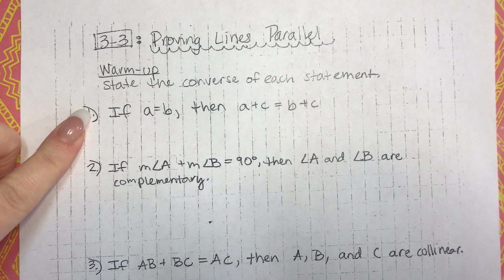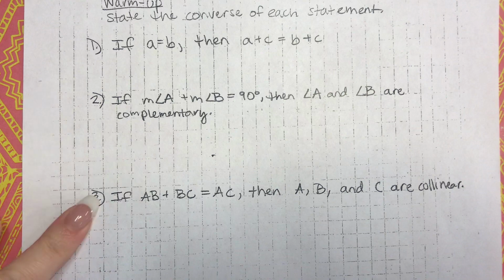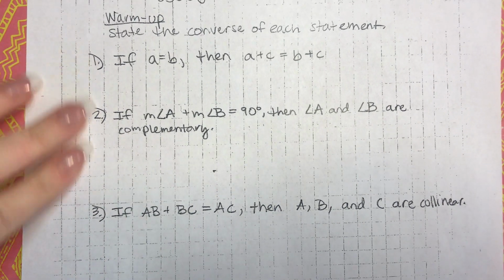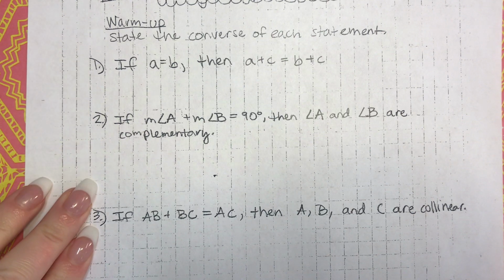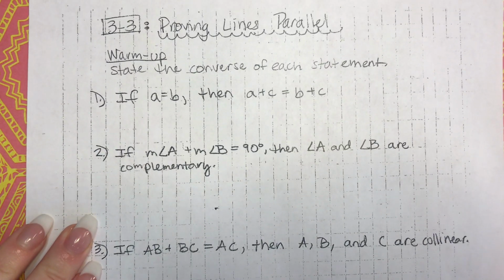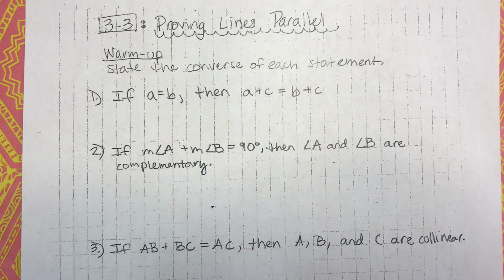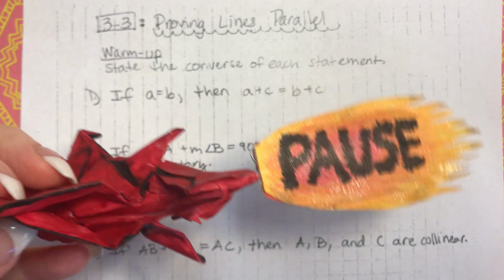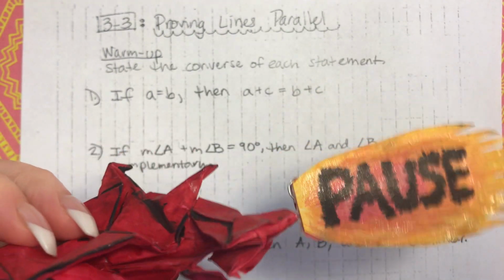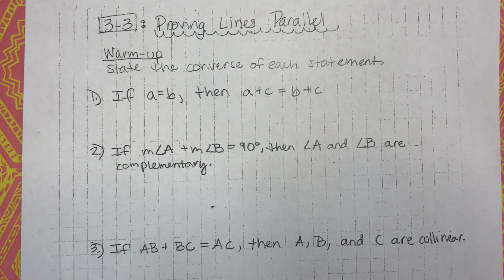What happens with 1, 2, and 3 is you're given 3 conditional statements. And so from these conditional statements, we are going to go ahead and write the converse of each statement. So go ahead and get started. Here's my friend the pause dragon. Remind you to pause your device. When you get done, press play and we'll go over the answers together. All right, see you in a bit.